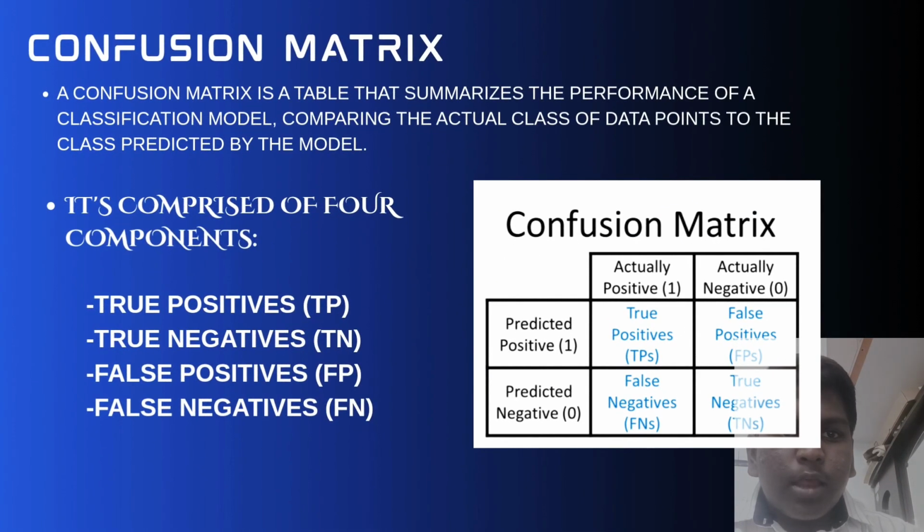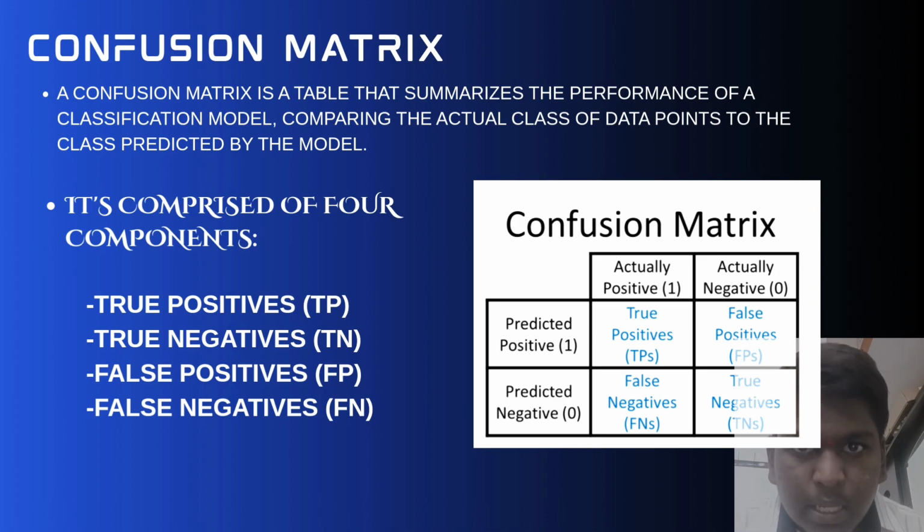Next, we are going to the confusion matrix. A confusion matrix is nothing but a table that summarizes the performance of a classification model with its four components. The four components are true positive, true negative, false positive, false negative.